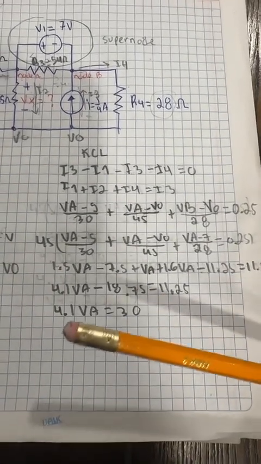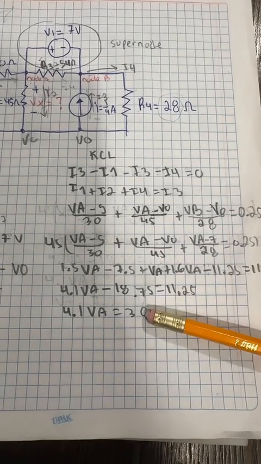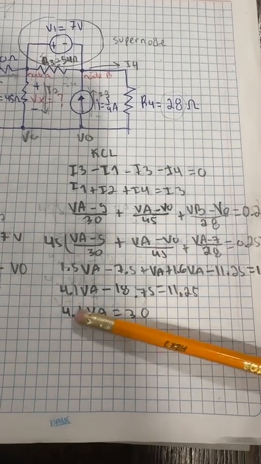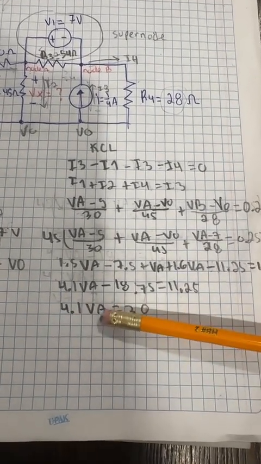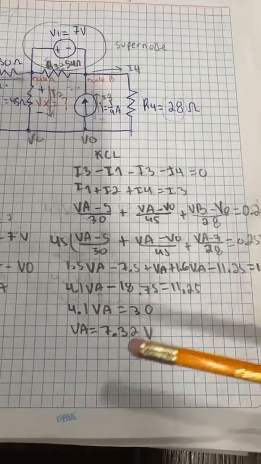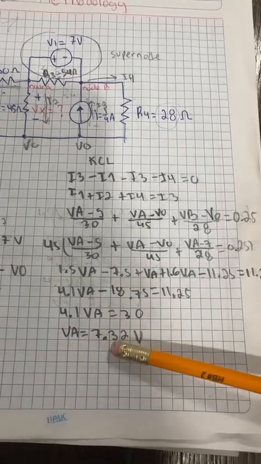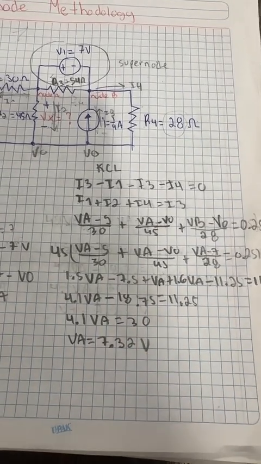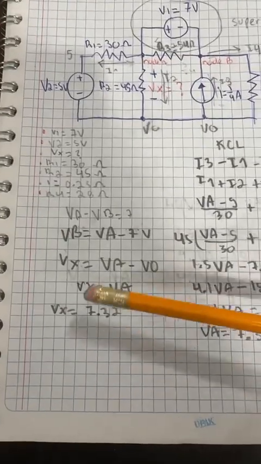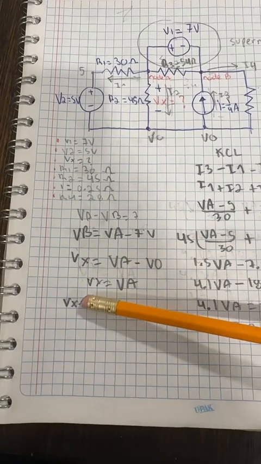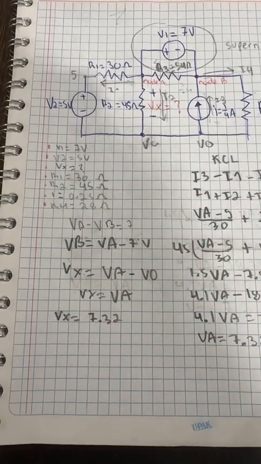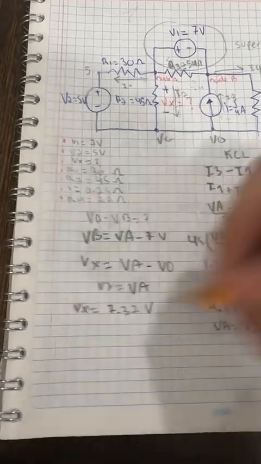And then we just divide our 30 by the 4.1, and we get our VA. And dividing this by this, I get that my VA is equal to 7.32. And as we said that VX is equal to VA, so our VX is equal to 7.32 volts.